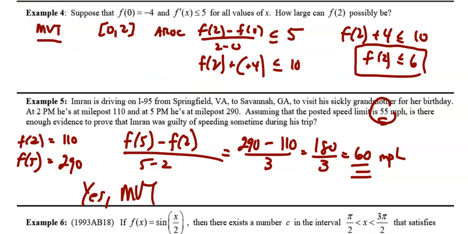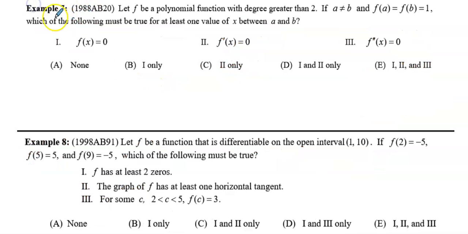So let's go look at some more Rolle's theorem questions. Example number 7 says, let f be a polynomial function. So again, that word polynomial means that yes, we're continuous and we are differentiable. So we automatically know that those two things are true. With a degree greater than 2, a is not equal to b, and we know that f of a equals f of b, and that equals 1. So this right here is just screaming Rolle's theorem.